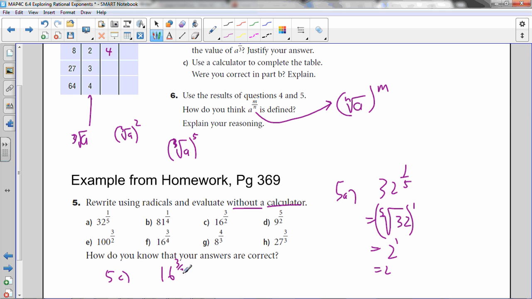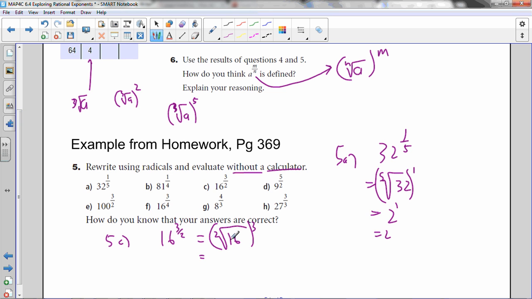If I try C, 16 to the exponent 3 halves. Well, I'm going to write it as a radical first, so write it as a root. I know the bottom is inside. Now what number goes here? The fraction's bottom part is the root, and the top part is the exponent. So how do I calculate this? Well, I do the root first, and I can do this without a calculator. Square root of 16 is just 4, and to the exponent 3. Now, hopefully you can do 4 to the exponent 3 without a calculator. 4 times 4 times 4 is 64. But if you can't, I suppose you could reach for a calculator at that point.